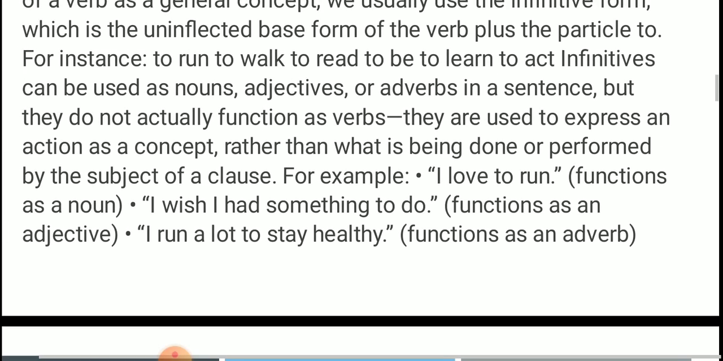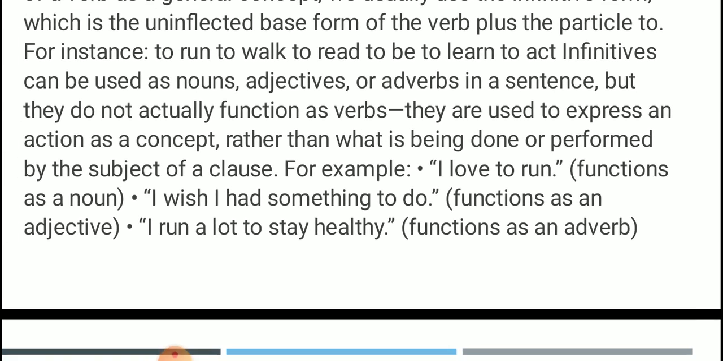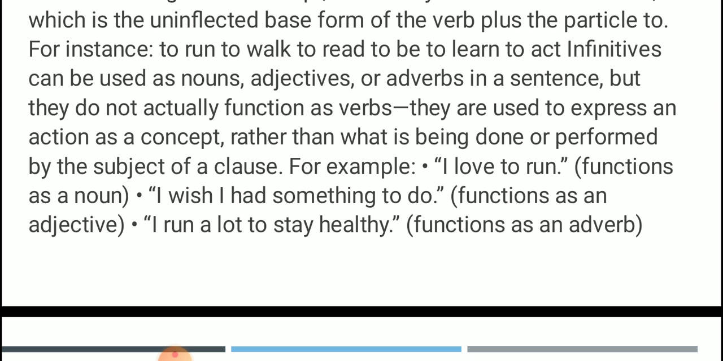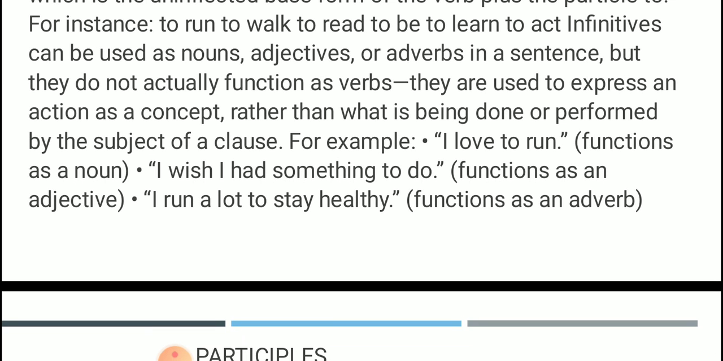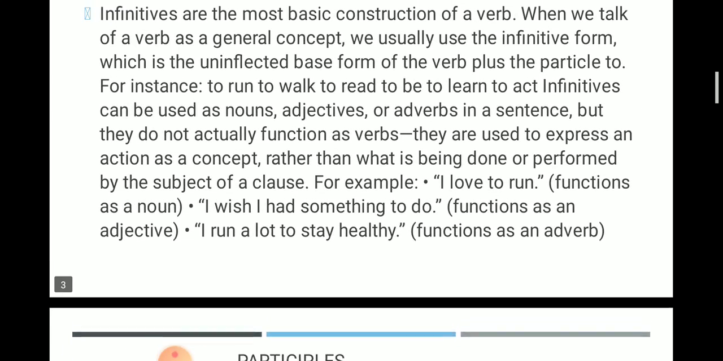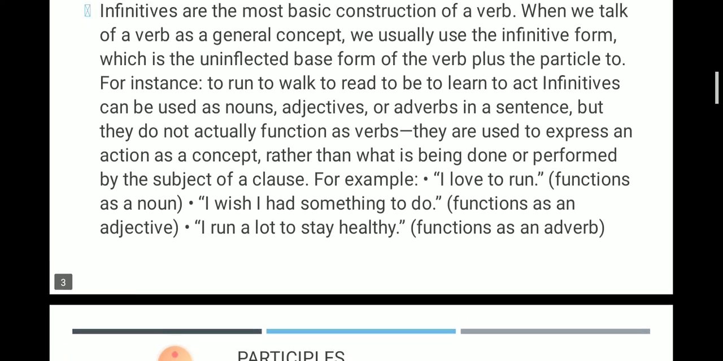To run functions as a noun. I wish I had something to do. To do, as a to-infinitive, functions as an adjective. I run a lot to stay healthy. Here it functions as an adverb, not as a main verb.